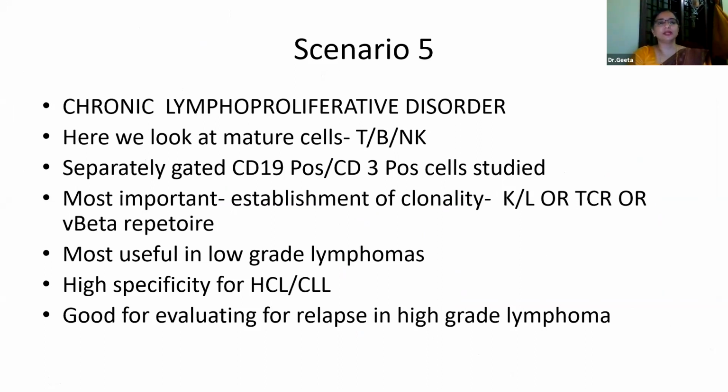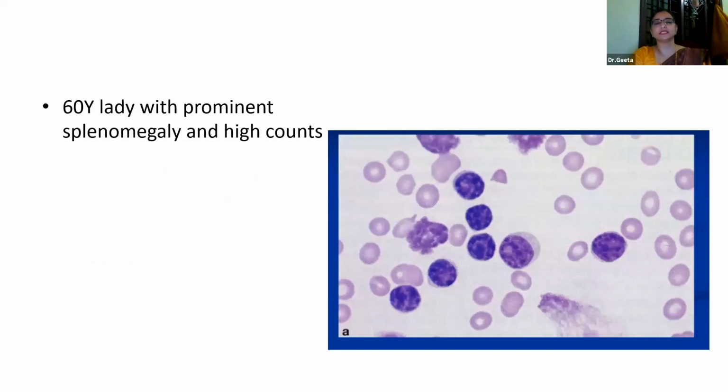Next scenario is that of various chronic lymphoproliferative disorders. So here, instead of looking at immature cells or CD45 dim cells, we would first get the cells which are bright CD45 and then subclassify them as T, B or NK, in which we would then gate a second time with CD19 or CD3 positive cells. So it's more useful in low-grade lymphomas for staging of lymphomas, and it's got good specificity for CLL as well as hairy cell leukemias.